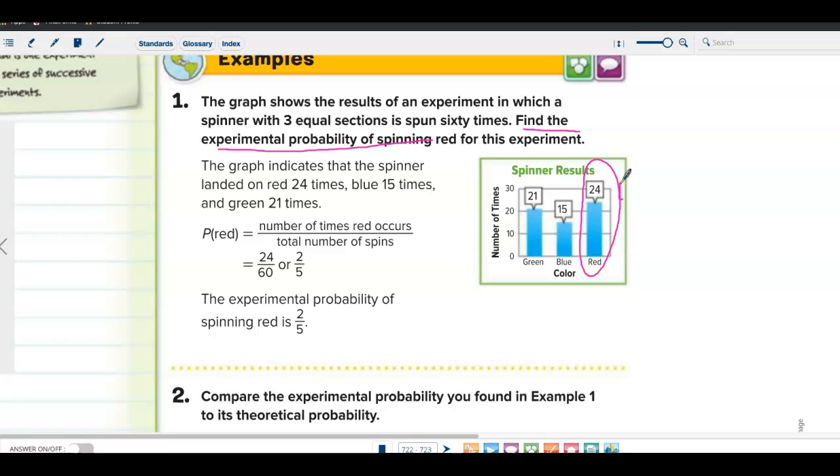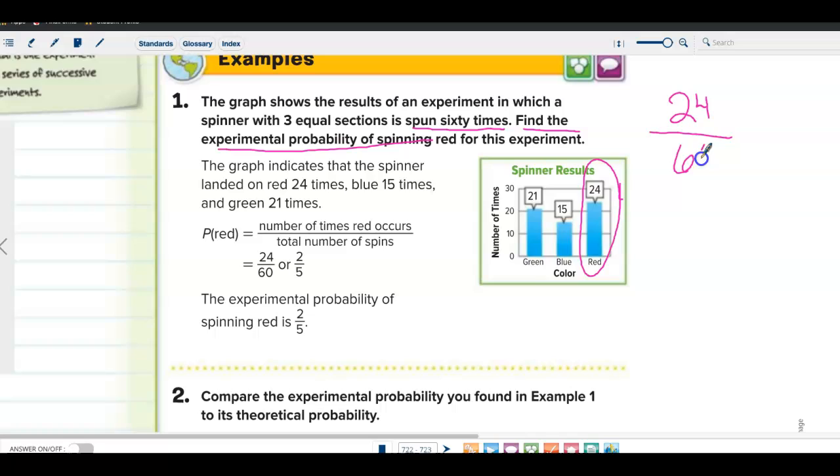We need to know how many total times it was spun, okay? So, how many times did it actually land on red? 24 times. Okay? Over our total times that we conducted the experiment, and how many times did we conduct the experiment? 60 times. 60 times, right?